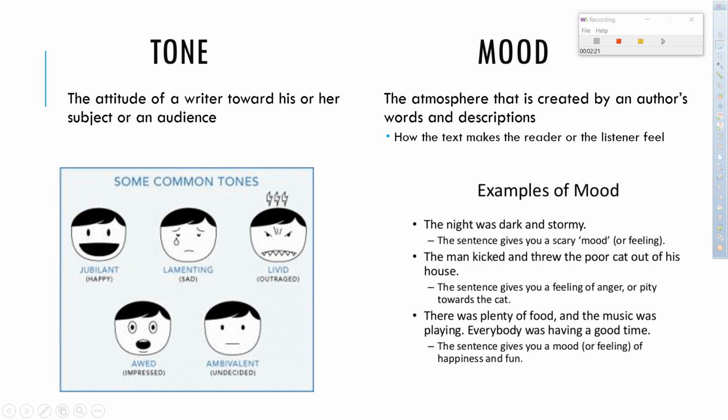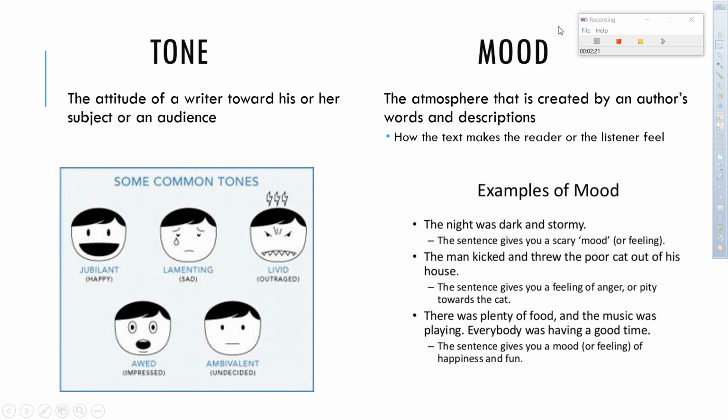For instance, if a text said, "The night was dark and stormy," the sentence gives you a scary mood or feeling. Another example, if the story said, "The man kicked and threw the poor cat out of his house," the sentence gives you a feeling of anger or pity towards the cat. And the last example from a text says, "There was plenty of food and the music was playing. Everybody was having a good time." The sentence gives you a feeling or a mood of happiness and fun. I'm going to go to the next slide.